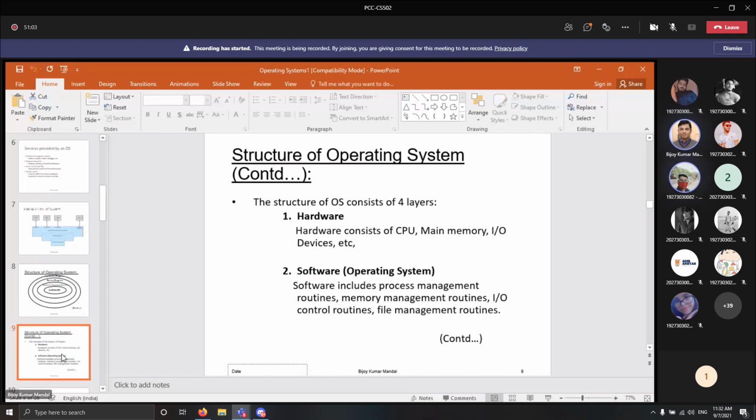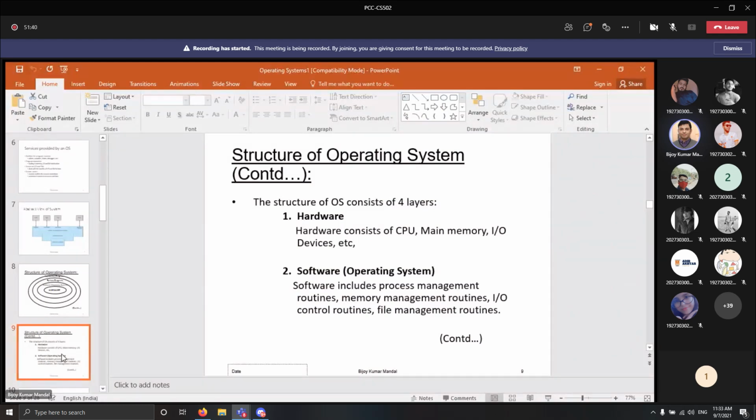Yes. Now it is okay, my dear? Sir, 9th slide. Hardware, you know. What are the hardware you know in the system? That is the CPU, main memory, input output device, hard disk, motherboard, processor, RAM, ROM. These are the hardware. And software? Tell me the software. Software of the operating system, my dear.